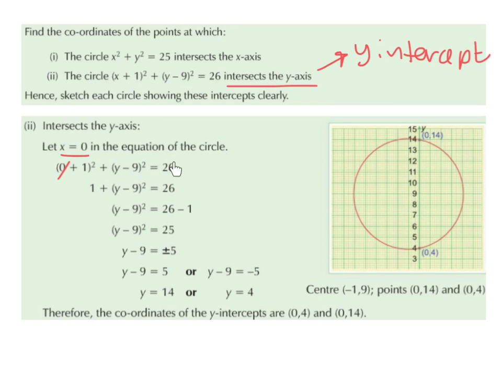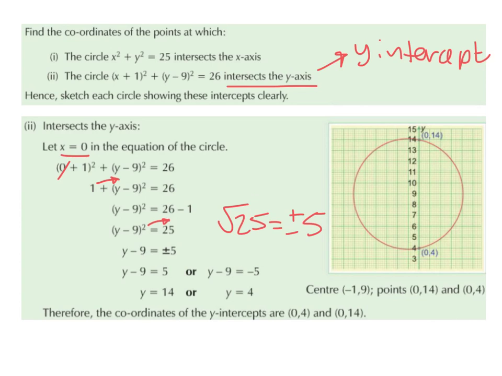We're going to bring the 1 over the equal sign. It becomes a minus 1, and 26 take away 1 is 25. And then we're going to bring the squared over the equal sign and it becomes the square root. And the square root of 25 is plus or minus 5. So that's where that plus or minus 5 comes from. The squared came over the equal sign, became square root, and the square root of 25 is plus or minus 5. So we have y minus 9 equals plus or minus 5.